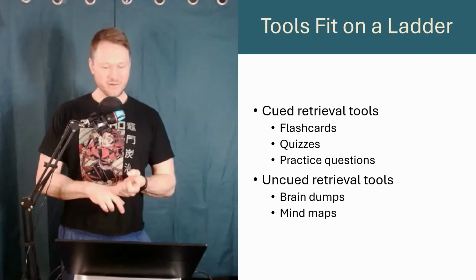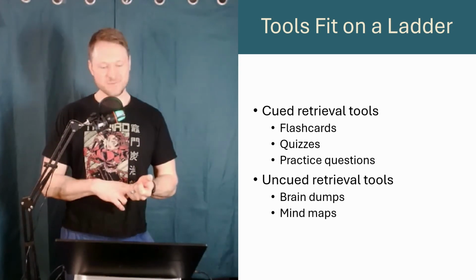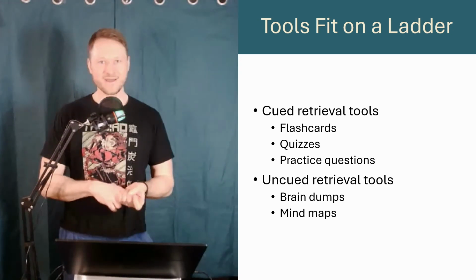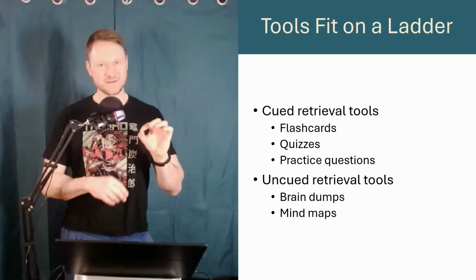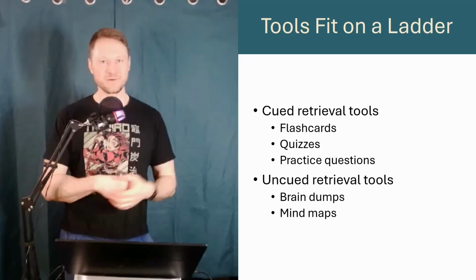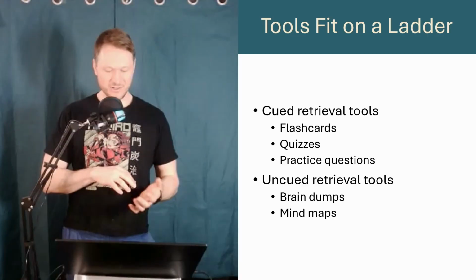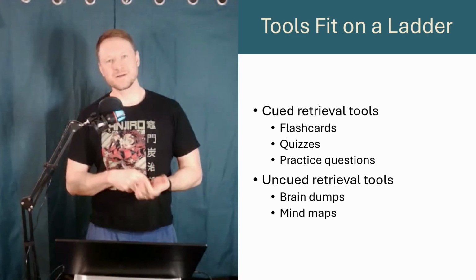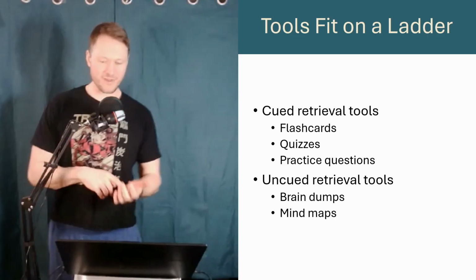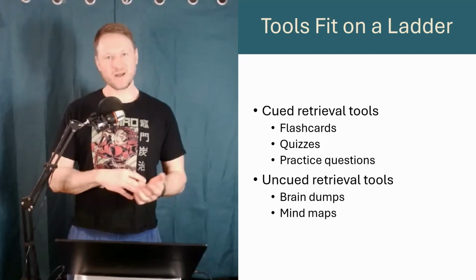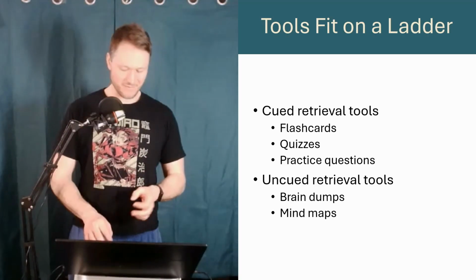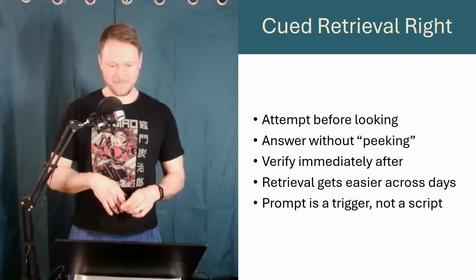So we do our cued retrieval things, our flashcards, our practice problems, practice quizzes, anything like that. And it's giving us a hint to reach that solution that the prompt wants you to reach. Uncueds are a little different. We're going to talk about this when we talk more about things like brain dumping, mind maps, or different writing assignments. But for now, we're just going to kind of leave it on there.